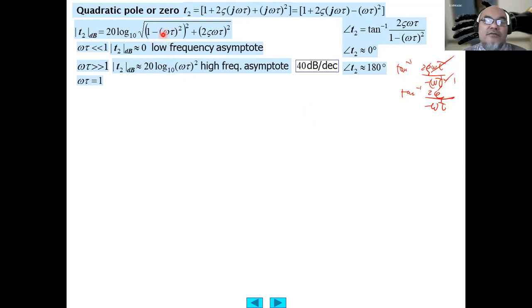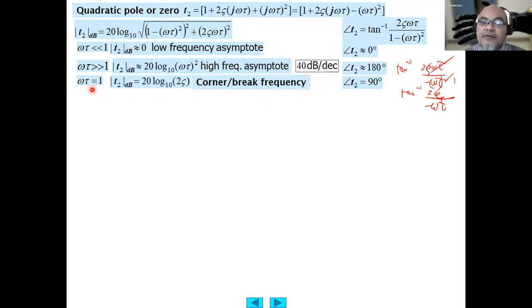Then what if omega tau equals 1? If omega tau equals 1, then 1 minus 1 equals 0, and the magnitude equals the square root of 4 zeta squared, so 20 log 2 zeta. That is the magnitude here. Then the phase angle, when omega tau equals 1, 1 minus 1 equals 0, so the ratio is infinity, and the arctangent of infinity is 90 degrees. So when omega tau equals 1, this becomes the corner or break frequency.